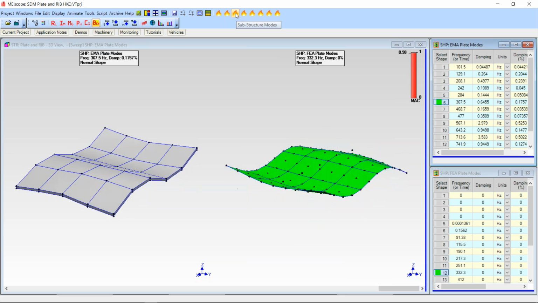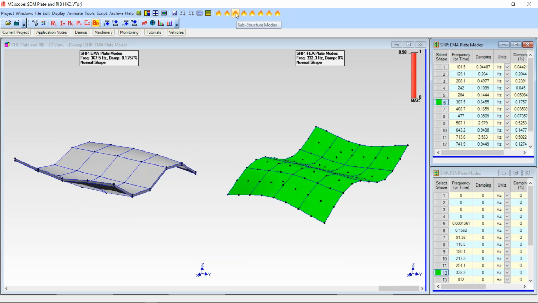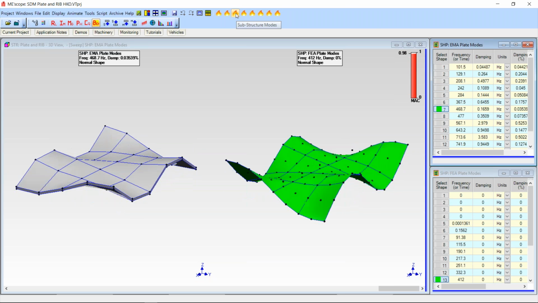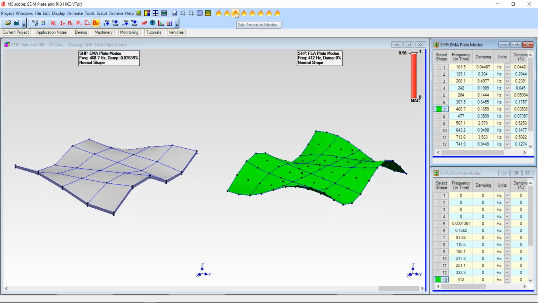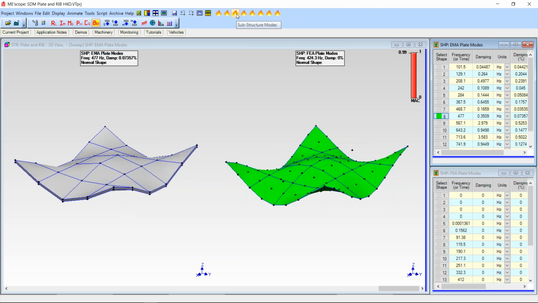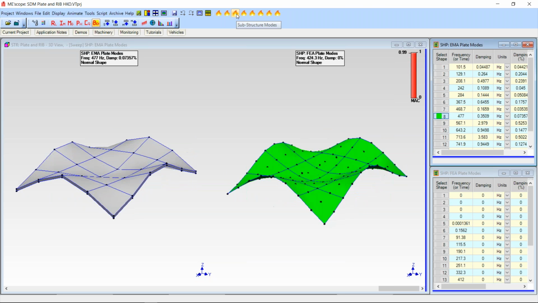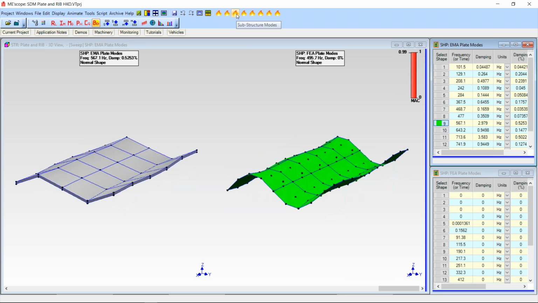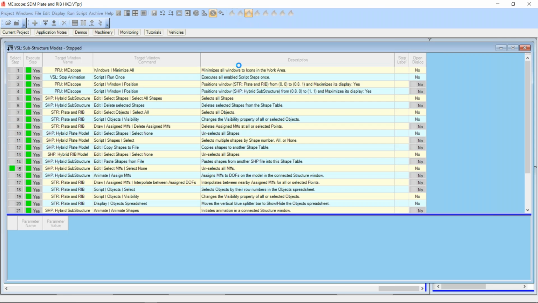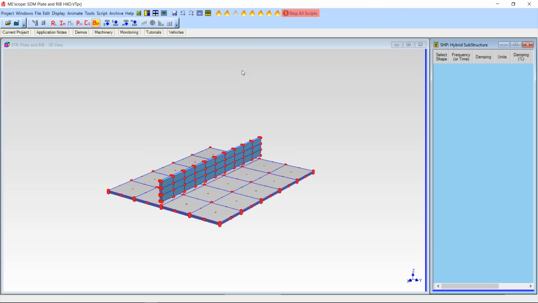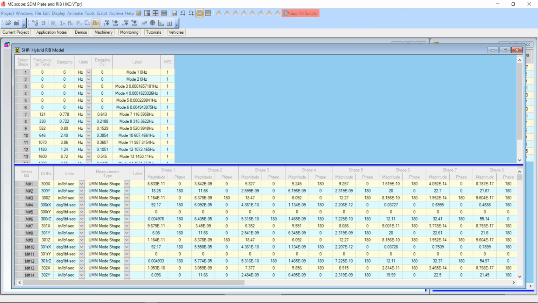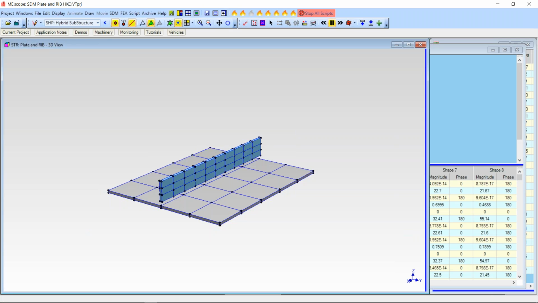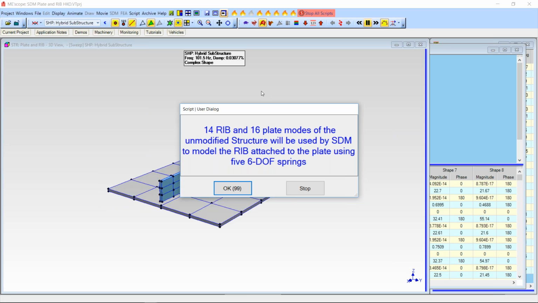build the substructure modal model, or it's going to merge together the hybrid modes of the plate with the hybrid modes of the rib stiffener. So let me press this one. That was a quick look at the... okay, it's opening up some windows so it can show me everything here.